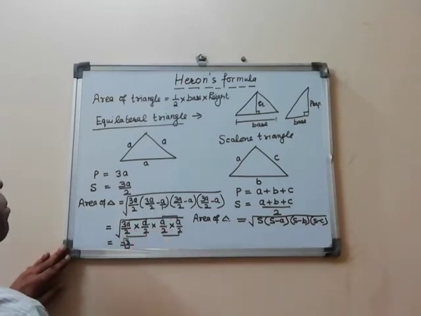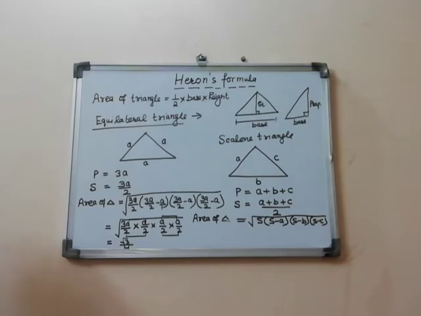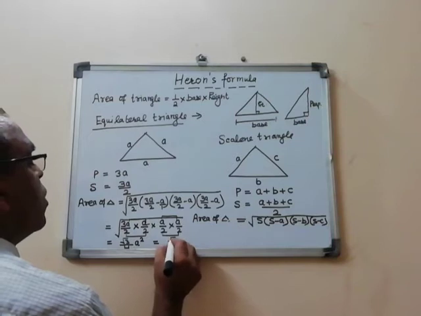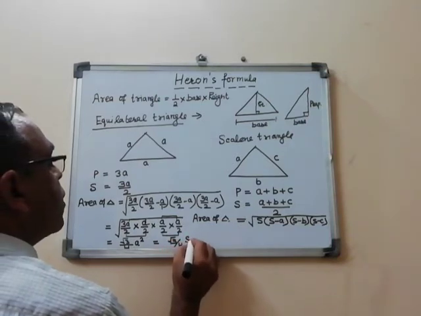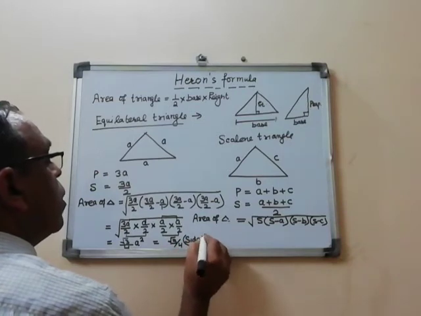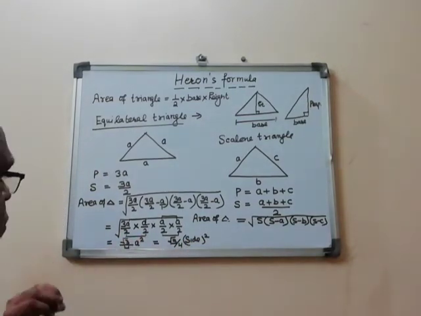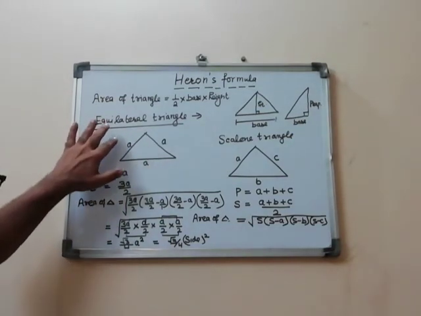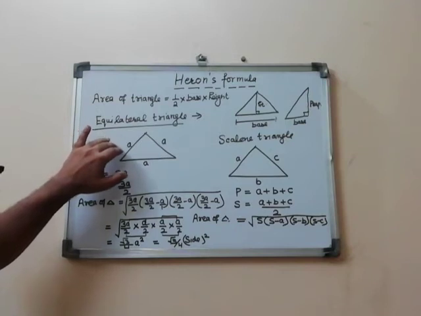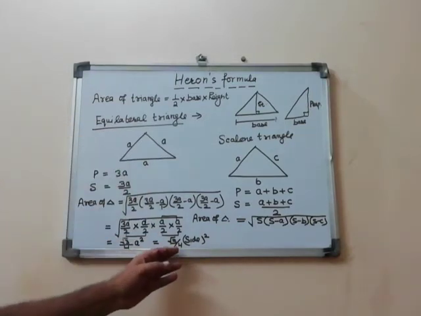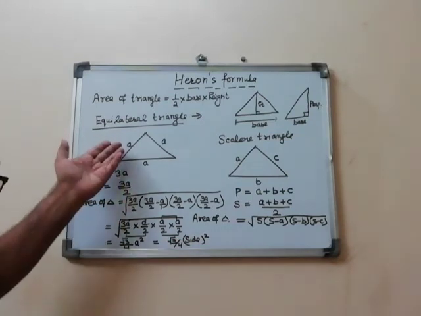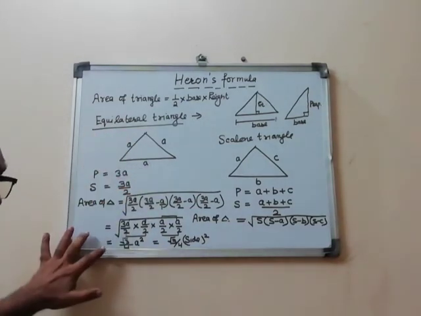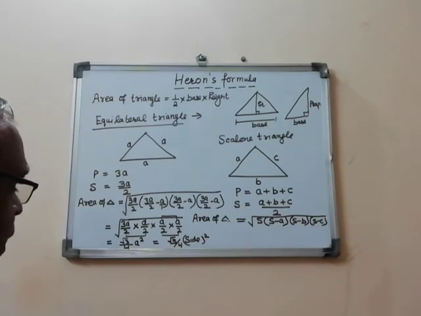As you have done in previous classes by prime factorization, the square root, this will be a square. So you can also use this formula, root 3 by 4 into side square, which is the formula for the area of an equilateral triangle. Side is given. Suppose the side is 4 centimeter, so root 3 by 4 into 4 into 4. If an equilateral triangle is there, you can use this formula, root 3 by 4 into side square.